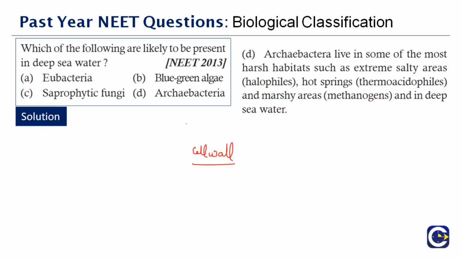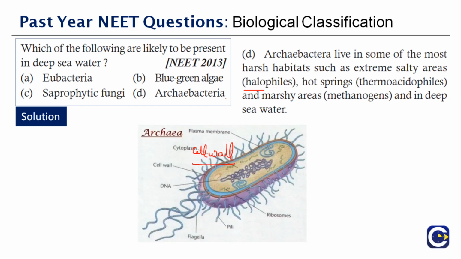They can survive extreme salt, extreme hot springs, marshy areas, but the name that is given alone is different. The ones that can survive salt conditions are halophiles. The ones which can survive hot springs are called thermoacidophiles, and the ones which can survive marshy areas are called methanogens. Therefore, the correct answer to this question is option D, archaebacteria.